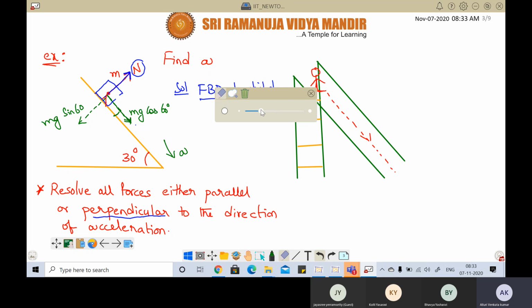Now how many forces are there total? Now you can see clearly. Now tell me, Yashasvi, after resolving, how many forces we have? So 3 forces. What are they? The normal reaction, which is acting perpendicularly upwards, and we resolve this gravitational force into 2 components, mg cos 60 and mg sin 60.